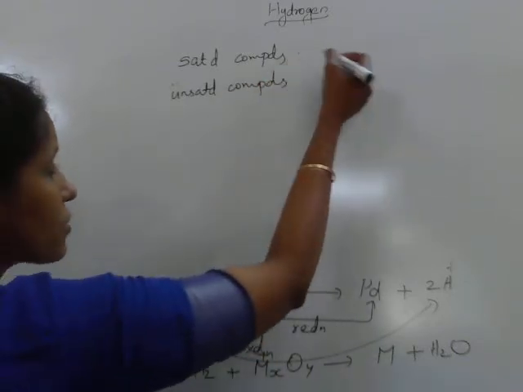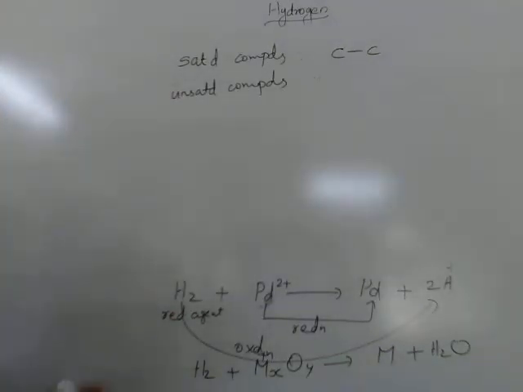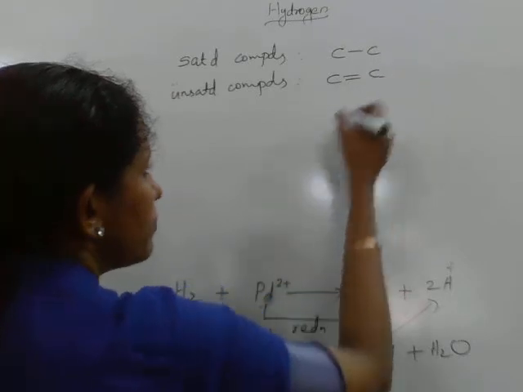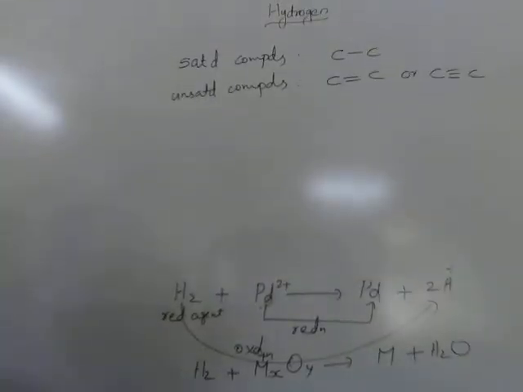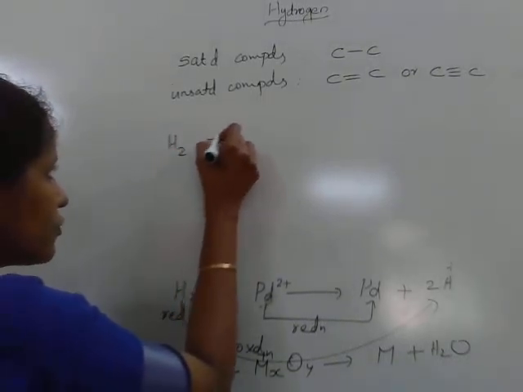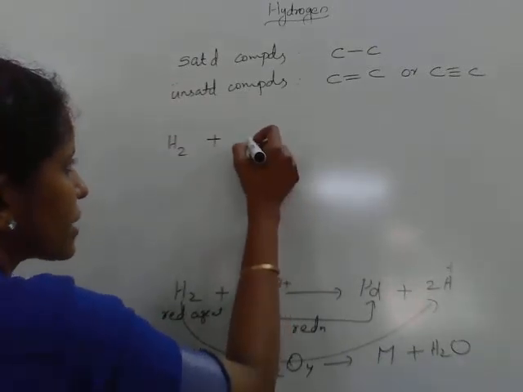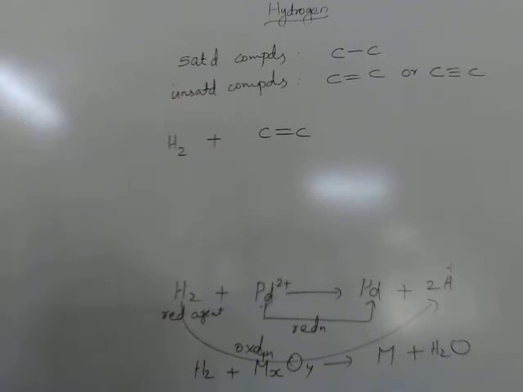Saturated compounds are compounds containing carbon-carbon single bonds only. Unsaturated compounds are those which contain a carbon-carbon double bond or carbon-carbon triple bond. Now, when dihydrogen reacts with an unsaturated compound which contains a double bond, C double bond C.